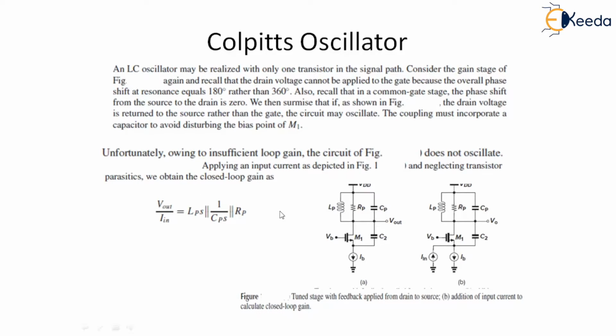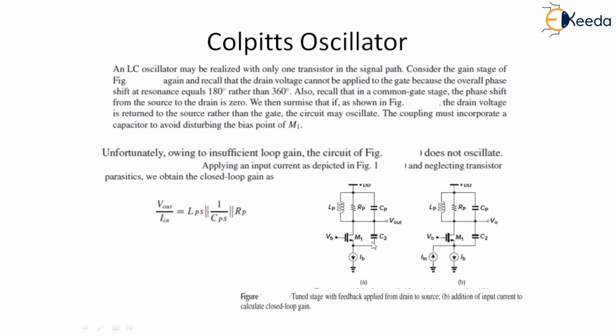Also recall that in a common gate stage, the phase shift from the source to the drain is zero. We then summarize that, as shown in this figure, if the drain voltage is returned to the source rather than the gate, the circuit may oscillate, and this coupling must incorporate a capacitor to avoid disturbing the bias point of M1. Unfortunately, owing to insufficient loop gain, the circuit of figure A does not oscillate.